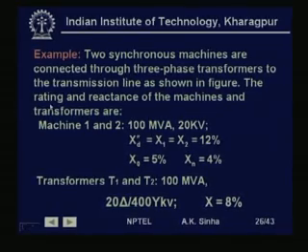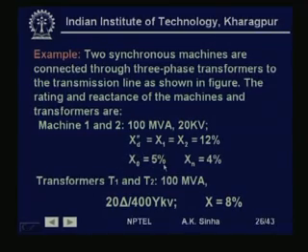Two synchronous machines are connected through 3-phase transformers to the transmission line as shown in the figure. The rating and the reactances of the machines and transformers are given as before. Machine 1 and 2: 100 MVA, 20 kV, Xd double dash, which is equal to X1 is equal to X2, which is 12%. We are taking subtransient reactance, because we are trying to calculate the fault current almost immediately after the fault, and the value of X0 is 5% and Xn is 4%. This is the reactance through which the generator neutral is grounded.